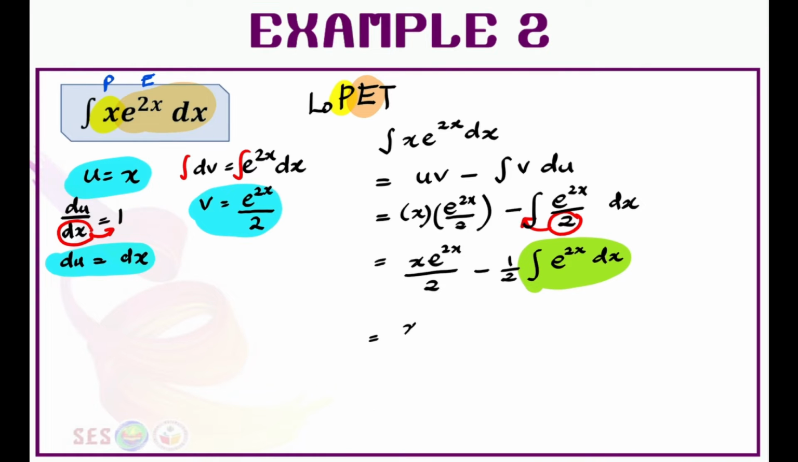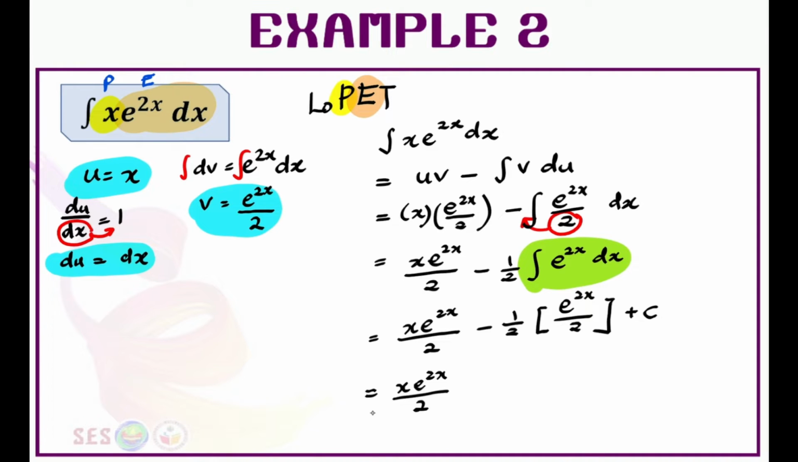So just copy the first term, minus the constant 1 over 2. So now integrate e power 2x, will get e power 2x over 2. And now, because this is our final answer already, write plus c. So simplify. So I will get x multiplied by e power 2x over 2 minus e power 2x over 4 plus c. And that's my final answer.